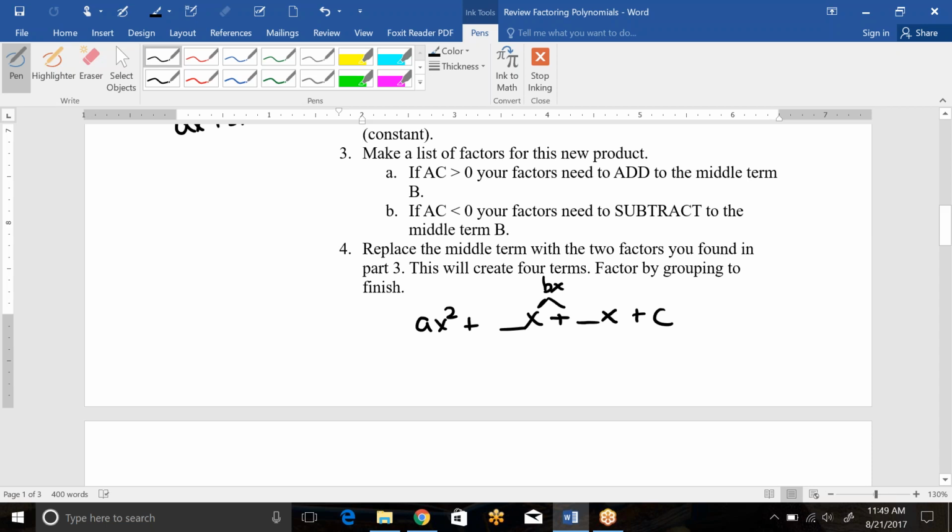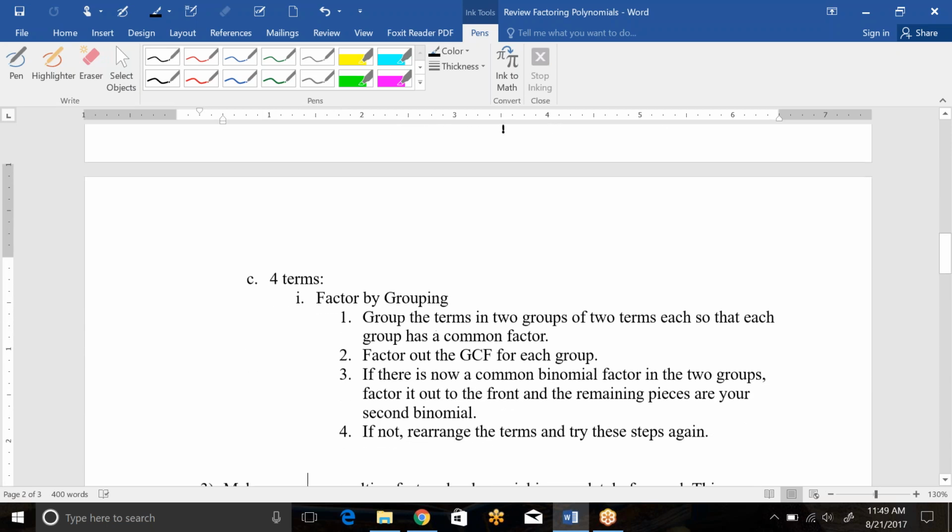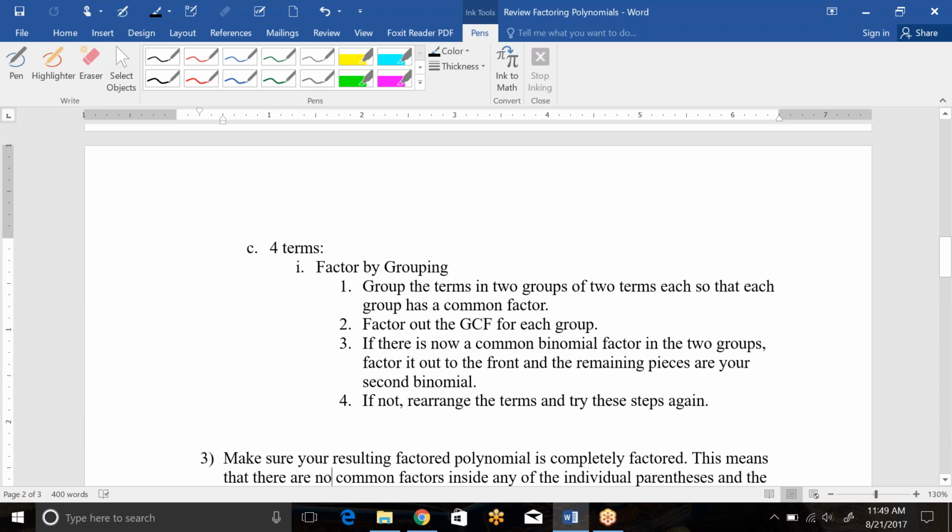So now we're going to discuss factor by grouping as its own technique. So factor by grouping happens when you have 4 terms. Again, all of these techniques are ways to attempt to factor. We do not have a guarantee that everything factors. So we're going to group the terms into 2 groups of 2 terms each, so that each of the groups we make has a common factor. So maybe they have an x in common, or they're both divisible by 2. We factor out the GCF for each individual group.